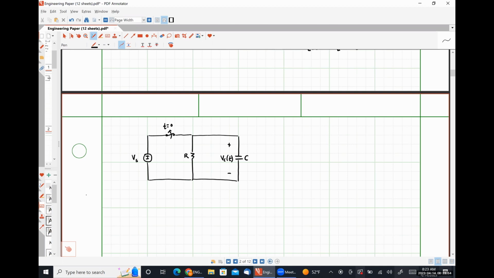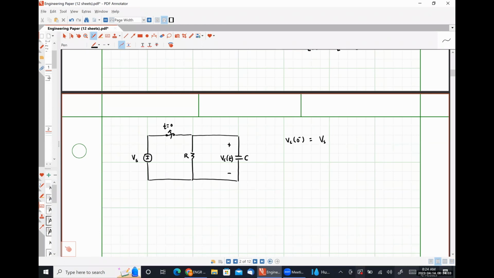All right, so we have a similar situation here. Assuming once again that our switch has been closed for a very long time, it should be pretty easy to see that our capacitor voltage for t is equal to 0 minus is going to be simply Vs, right? Because when that switch is closed, all three of those elements are in parallel. So all of them have to have a voltage drop of Vs over them. Okay.